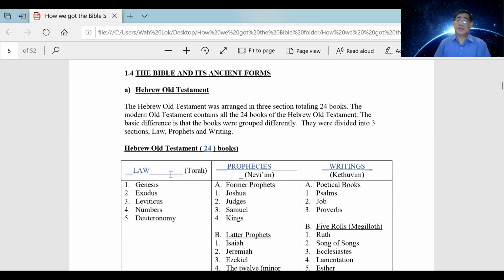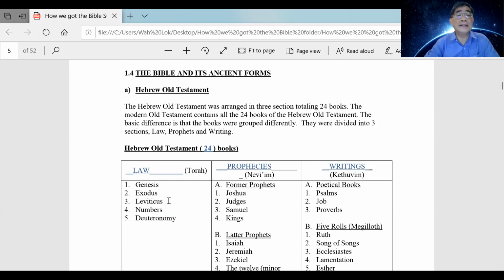So if I ask you a question in the exam, take note: how many sections are there in the Hebrew Old Testament? Your answer should be three. It should be the law, prophets, and writings. Remember this, okay? Law, prophets, and writings.